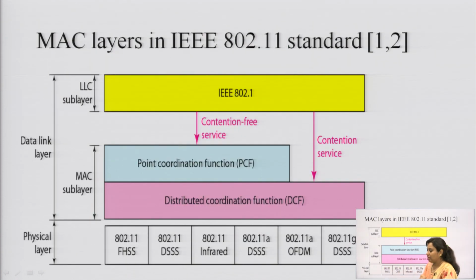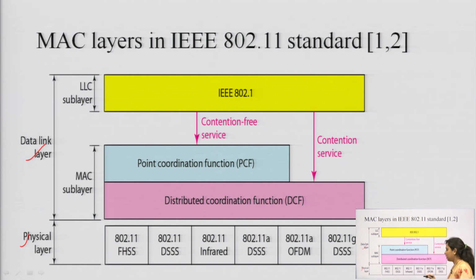Now, next is the medium access control layer, that is the MAC layer in the 802.11 standard. As already mentioned in the first slide, the IEEE 802.11 standard is going to connect to the physical layer and to the data link layer. So, basically 2 layers are being connected in this case, the physical layer and the data link layer.